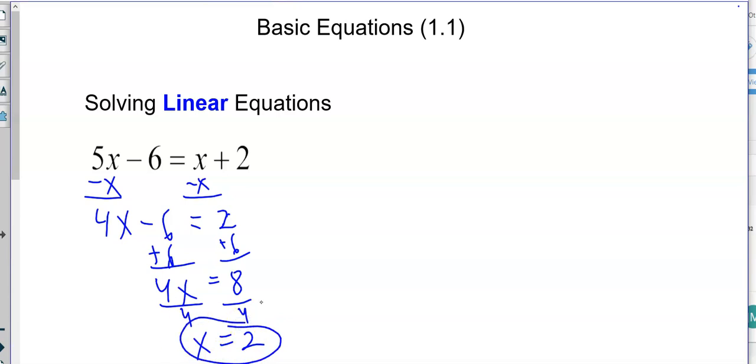By the way, not a bad idea to check your answer. You could always plug it in for x. 5 times 2 is 10, minus 6 is 4. 2 plus 2 is 4. 4 equals 4. That answer works.